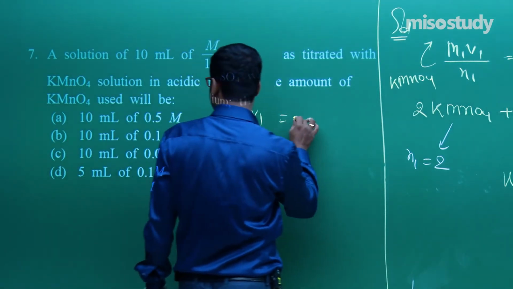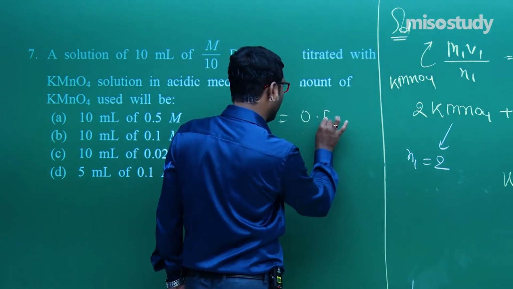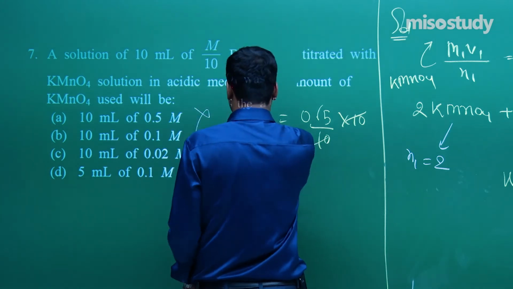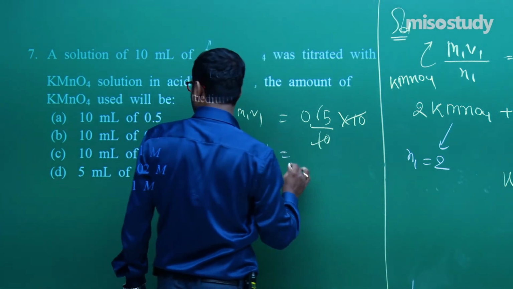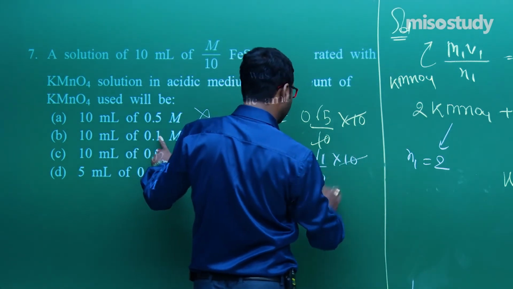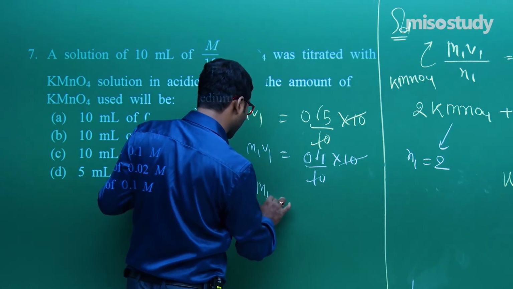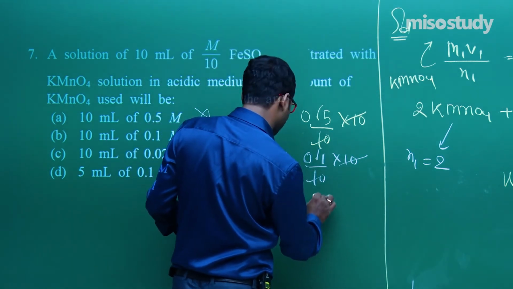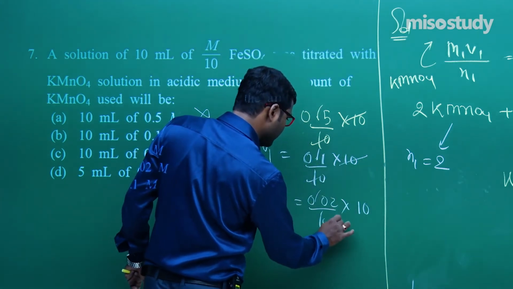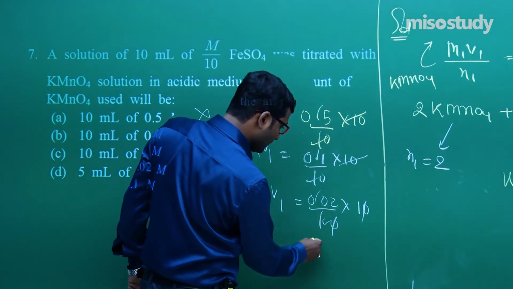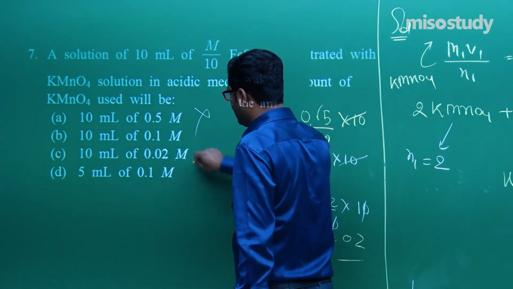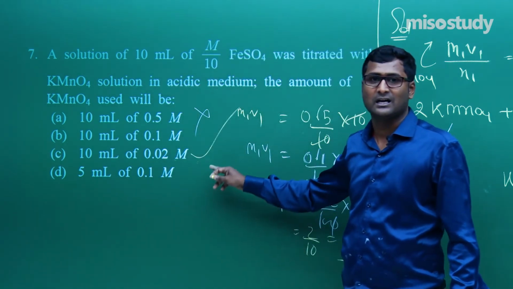Here M1 is 0.5 into 10. Then what will happen in this case? We get 5. This is not the correct option. Now again M1V1 is equal to 0.1 into 10. That is we get 10 here. Now in this case, option C, M1V1 is equal to 0.02 into 10. Put here 100. This one is cancelled. That is 2 upon 10, that is 0.2, and our answer is 0.2. So we can easily say, sir, C is the correct option.